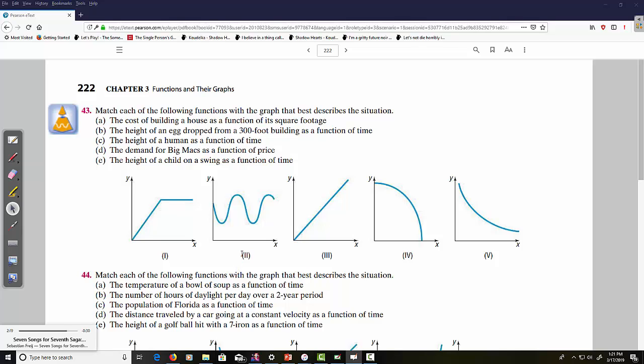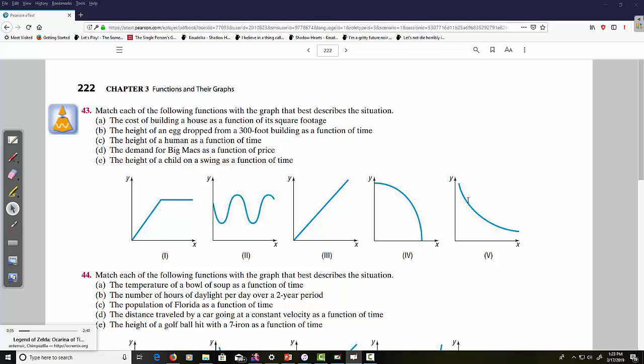Demand for Big Macs as a function of price. So as price increases, we would expect demand to go down. For this, I think I would go with 5. Not only just because of elimination, but because as you increase price, you expect demand to go down sharply. But there's still going to be some demand for them. It's not necessarily going to go down to 0. I mean, maybe somebody who really likes hamburgers will still buy them, even as their price gets ridiculous. It'll level off at a new value. And that's why we go with 5.